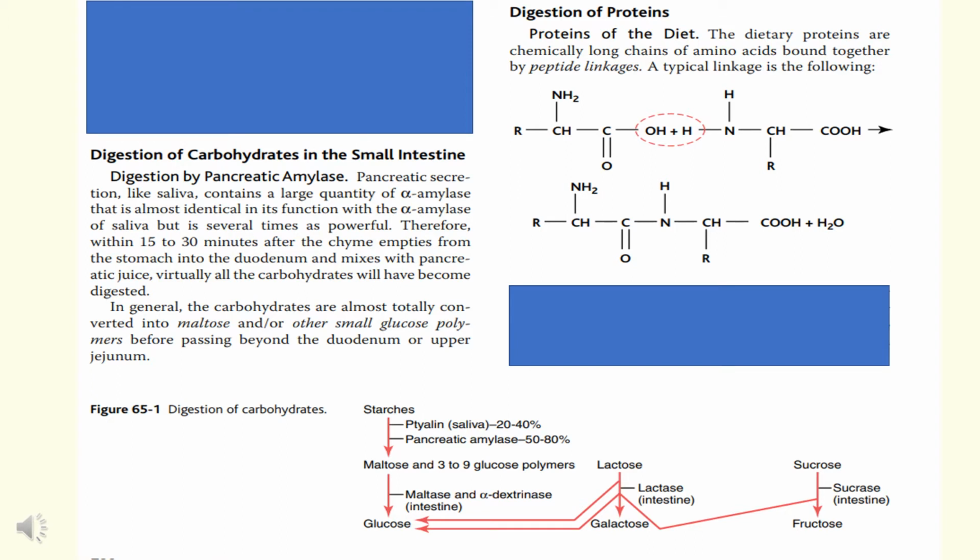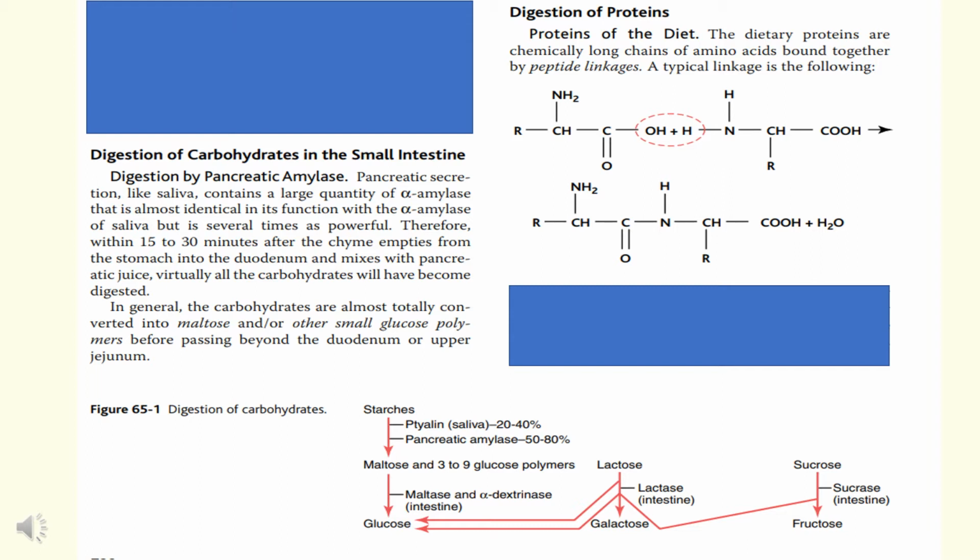Digestion of carbohydrates in the small intestine. Digestion by pancreatic amylase. Pancreatic secretions, like saliva, contain a large quantity of alpha amylase that is almost identical in its function with the alpha amylase of saliva, but is several times as powerful. Therefore, within 15 to 30 minutes after the chyme empties from the stomach into the duodenum and mixes with pancreatic juice, virtually all carbohydrates will have become digested.